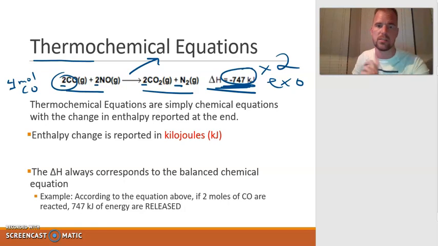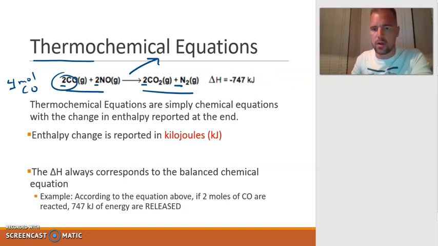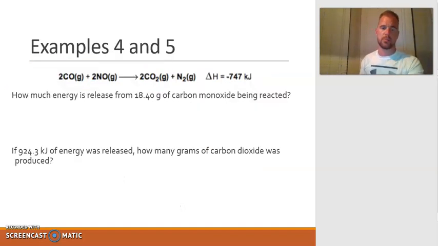That's important, and we're going to see some examples in just a moment. You'll notice that the energy is in kilojoules. The standard unit for energy is a joule, but the joule is such a small energy unit that when we're dealing with chemical reactions, we always have the energy in kilojoules because we're dealing with a lot of energy, all right? So let's look at some examples here.